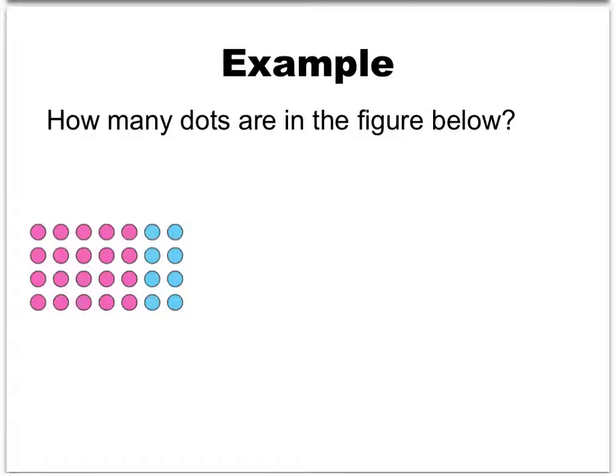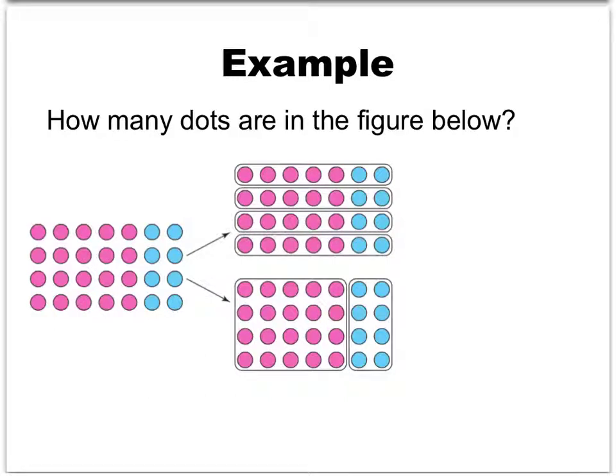But let's look at this in a couple of different ways. Let's break these dots up in two different ways. The first way, we're going to group things in rows like this, and for the second way, we're going to put the red dots in one group and the blue dots in another group.